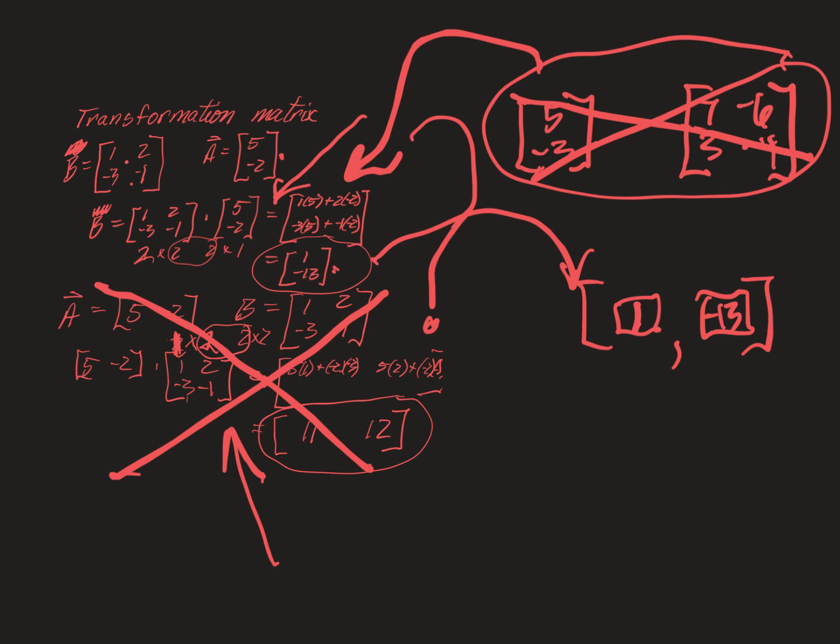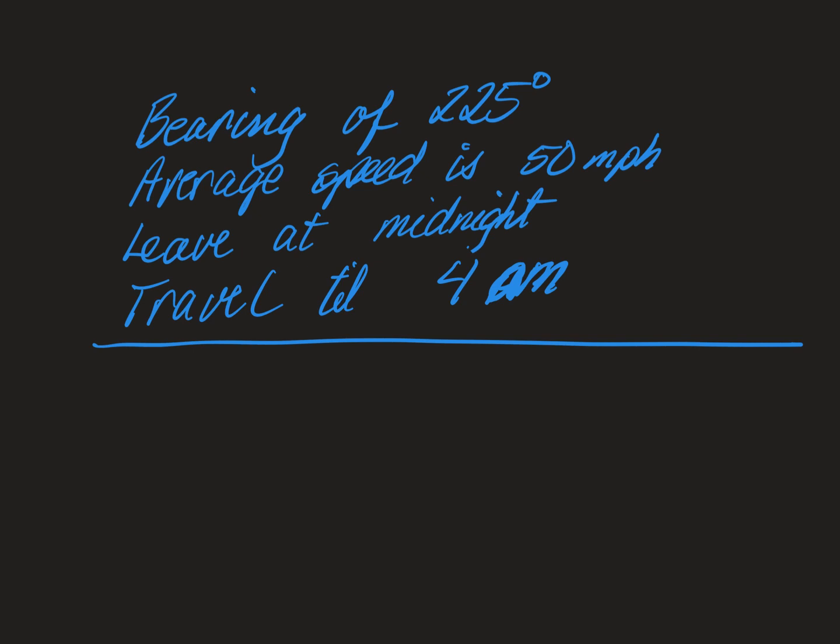Okay, let's go to the last problem. Okay, the very last problem looks like this. All right, it'll give you a bearing. It'll give you an average speed of a boat, of a car, of whatever. It'll tell you what time that the object leaves. So in our case, we're leaving at midnight. And then it'll say something like you travel until 4 a.m. or 4 p.m. or whatever.